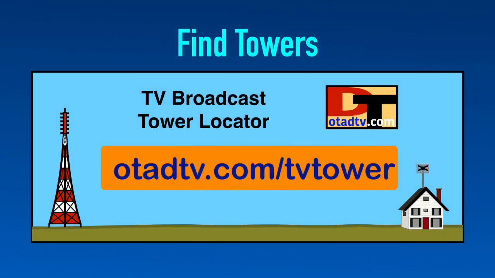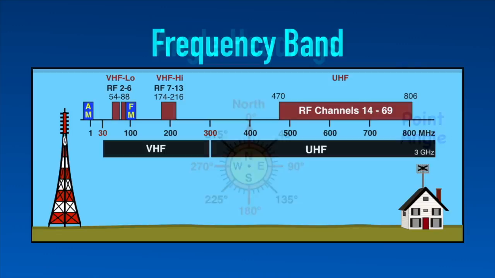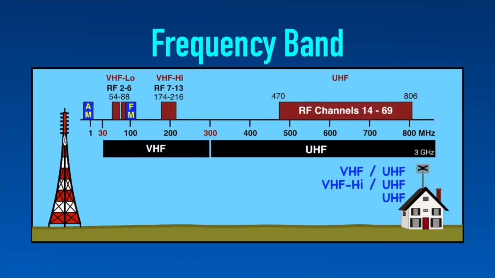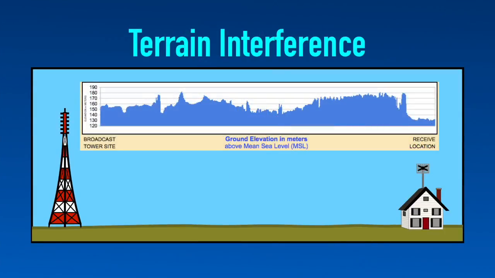First thing to do is survey local broadcast towers. Use the TV broadcast tower locator to find stations in your area. From the tower locator data, note the angle of the tower for antenna pointing. Note the frequency band for selecting an antenna. Note signal levels to help determine if cable loss is a concern. And look for terrain interference based on the line of sight from the tower to the receive antenna.